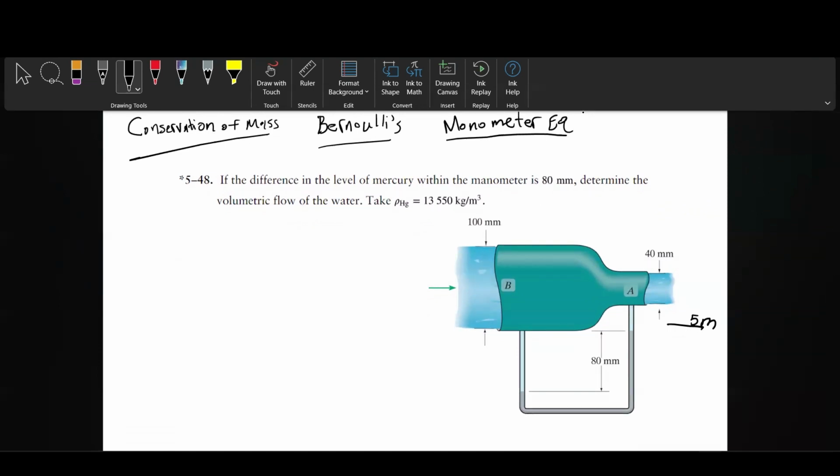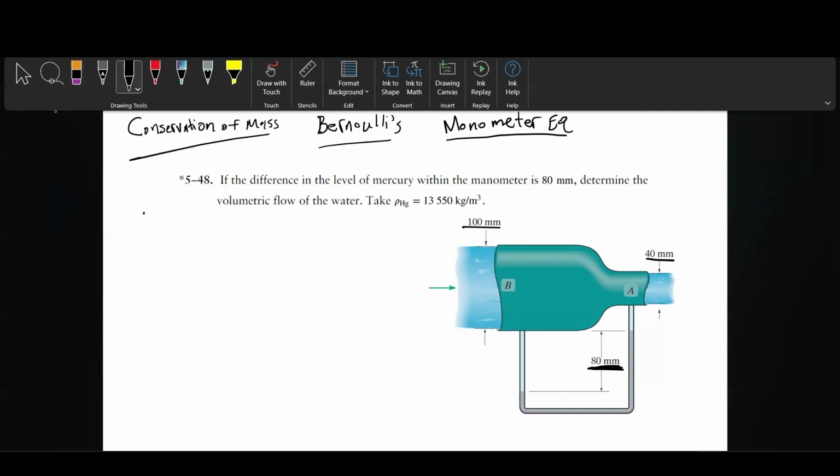It says if the difference in the level of mercury within the manometer is 80 millimeters, determine the volumetric flow of the water. Take the density of mercury to be 13,550 kilograms per meter cubed. We have some information from the picture. Our diameter at B is 100 millimeters, our diameter at A is 40, and our height difference in mercury is 80 millimeters. That's all we know from the picture and the problem statement. So let's get started and see what we can do.